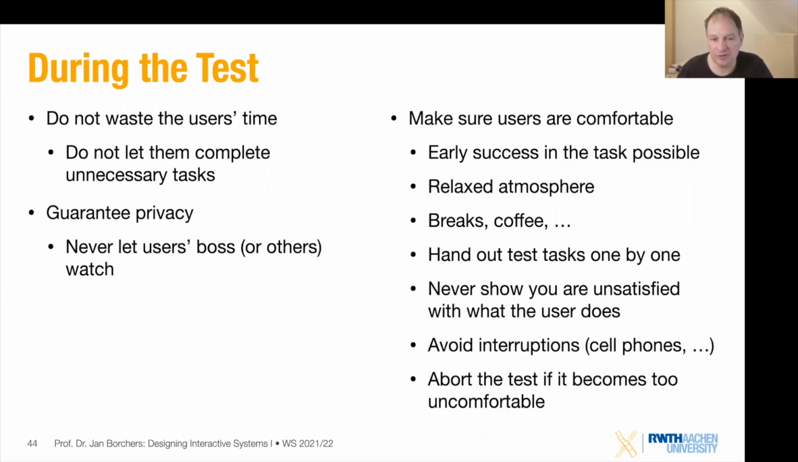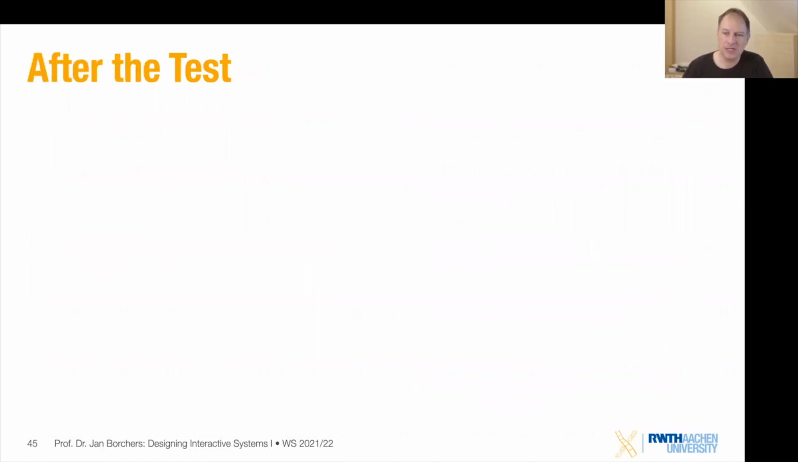And if they make a mistake, don't facepalm right in front of them. Never show them that you are unsatisfied with what the user is doing. Turn off your cell phone, of course, avoid interruptions, and abort the test if you feel that people are becoming too uncomfortable.